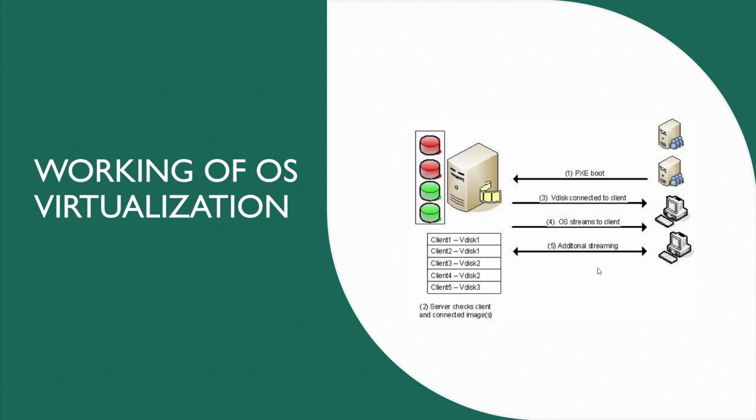Coming to the fourth step, OS streams to the client. As soon as the disk is connected to the client, the streaming starts, streaming the content of the virtual disk. That is the fourth step. Coming to the fifth step, additional streaming, where additional virtual disk data will be streamed. These are the five steps included in operating system virtualization.